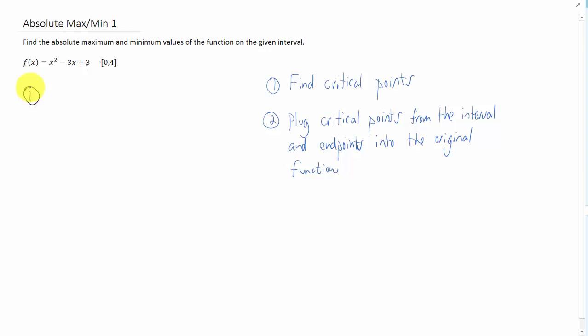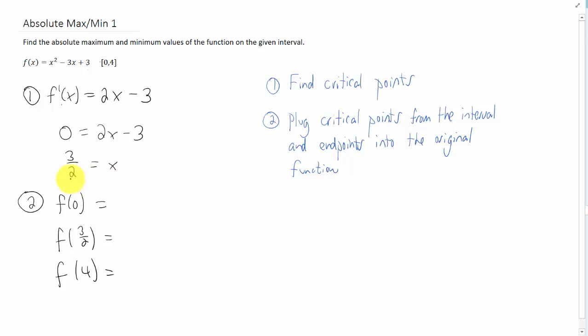To find the critical points of a function, we need to take the first derivative and set that equal to 0. And we need to look at where that first derivative might be undefined. In this case, our derivative is always defined. So we set it equal to 0. And we solve for x to get x equals 3/2. That's our critical point. And we'll notice that that critical point does fall in the interval 0 to 4. So we're going to take the critical point and the two endpoints and plug those into the original function.